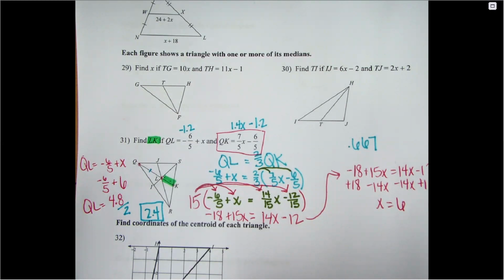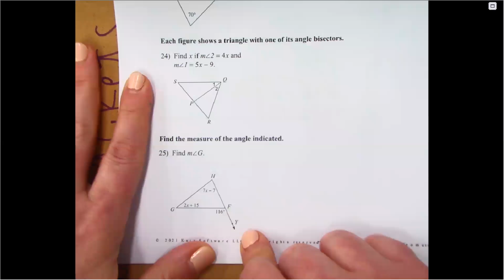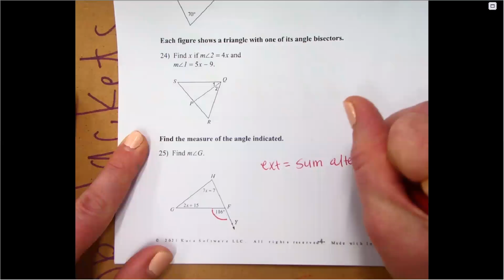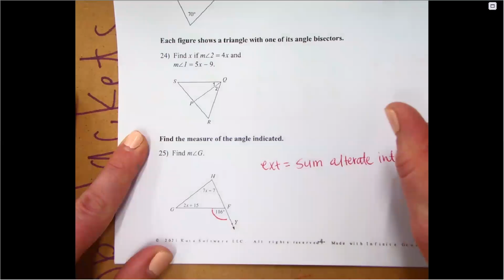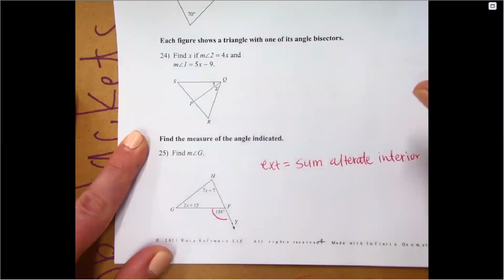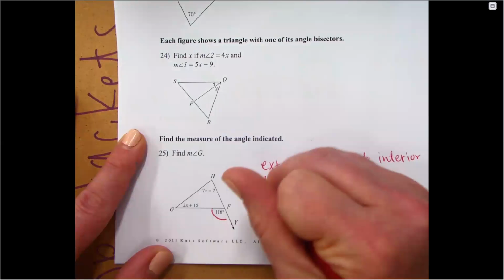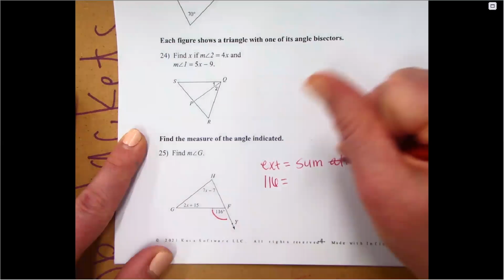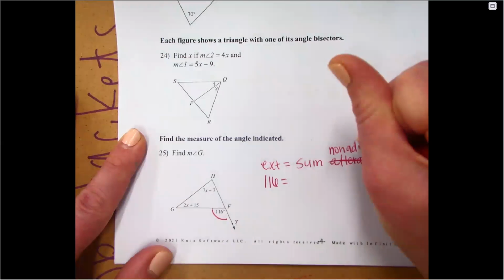Okay, 25. That's a good one. On 25, they give us the exterior angle. So 116 degrees is the exterior angle. Well, the exterior angle is equal to the sum of the non-adjacent interior angles. Sorry y'all, not the alternate, the non-adjacent. That's the correct word.